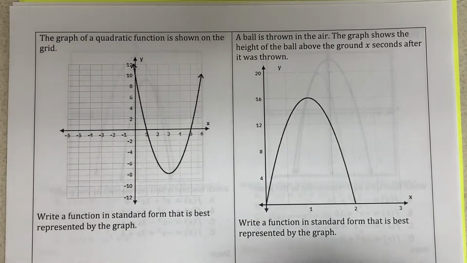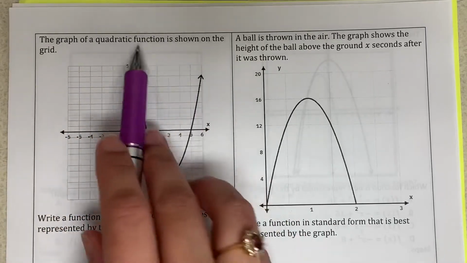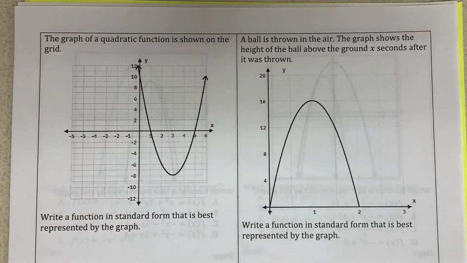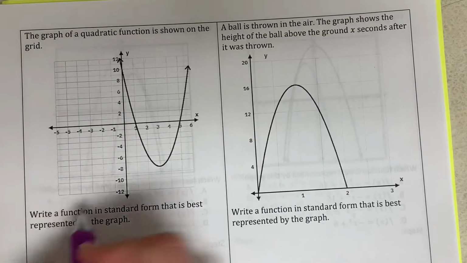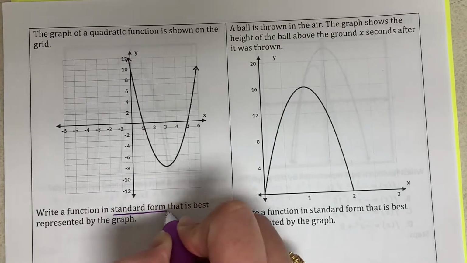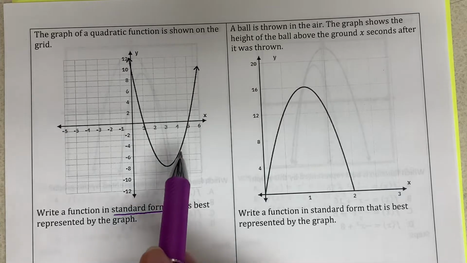All right, I need the equation. The question says the graph of a quadratic function is shown on the grid. Okay, I see the graph, which is quadratic. Write a function in standard form. So I need to write the equation or the function in standard form that is best represented by the graph.